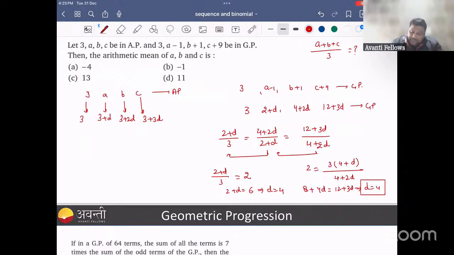So if you get d as 4, that means your terms: a is 4 plus 3, 7. b is 8 plus 3, 11. And c is 15. So the arithmetic mean of all of them is (7 plus 11 plus 15) by 3. So that is 26 and 7 is 33. 33 by 3 is 11, which is the correct answer. Understood?